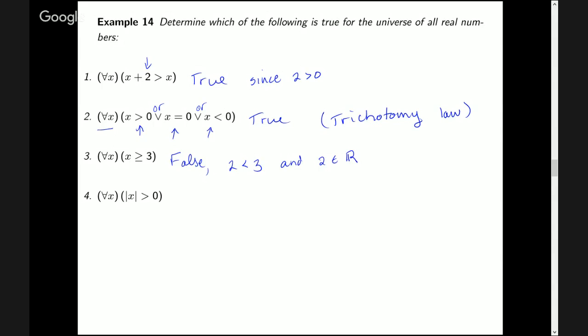How about number 4? For all x, the absolute value of x is bigger than 0. Careful. Tell me about 0. Absolute value of 0 is equal to 0, and 0 is in the reals. That one's tricky because you don't think about 0 being plugged in for your variable x. So first 2 are true, the last 2 are false.